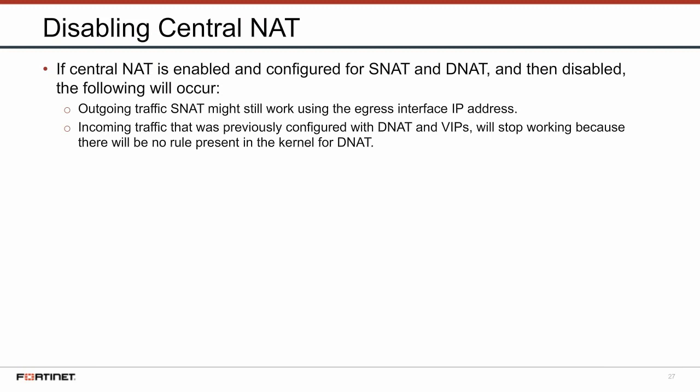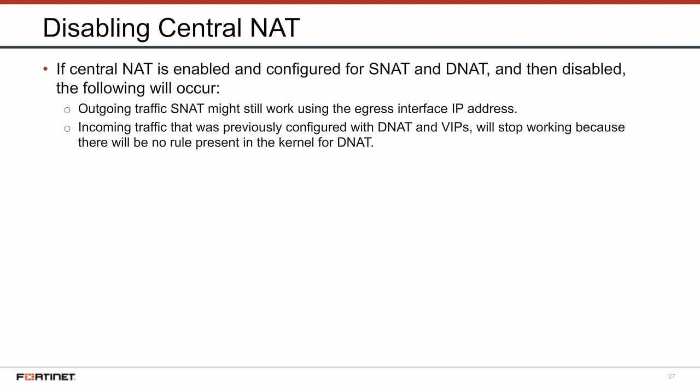Central NAT can be disabled on the CLI by running set central-nat disable under the config system setting. What happens to firewall policies that are using Central SNAT and DNAT rules if Central NAT is disabled? For new firewall sessions, the incoming to outgoing firewall policies may still work using the egress interface IP address. However, the incoming to outgoing firewall policies will not use the IP pool addresses, which were previously tied to the Central SNAT policy. If you need to use the IP pool, you need to edit the firewall policy to use the IP pool.